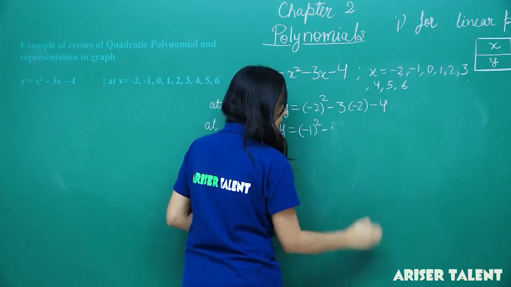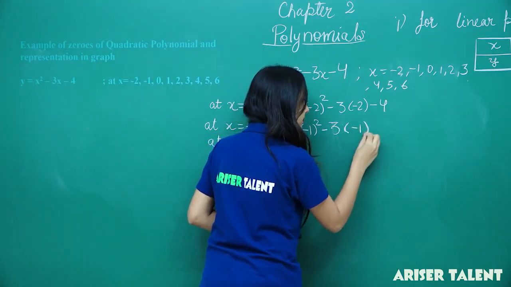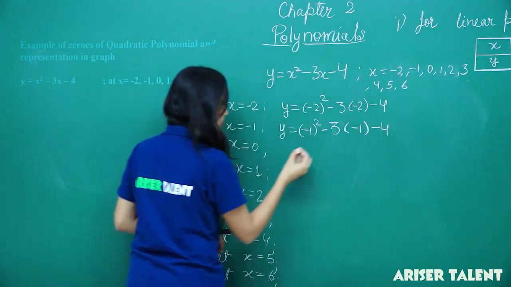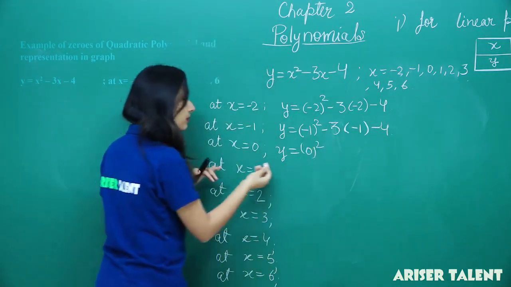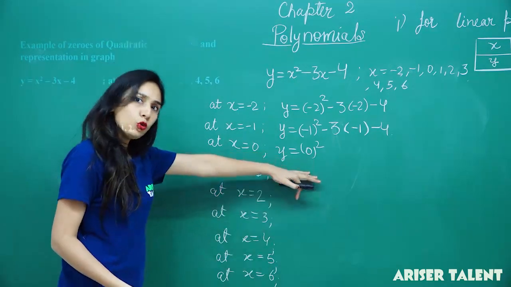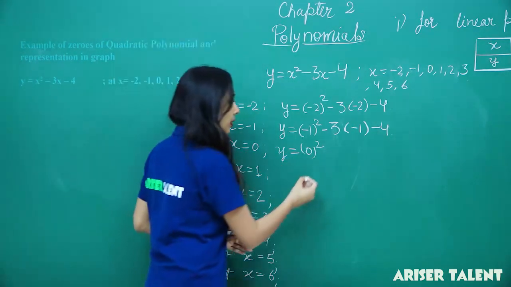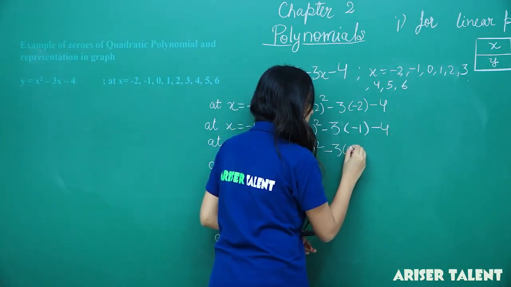3 bracket minus 1 minus 4. Now at 0, even if you know the value very often, do the calculation like this only. Okay, it's good for your board exams.